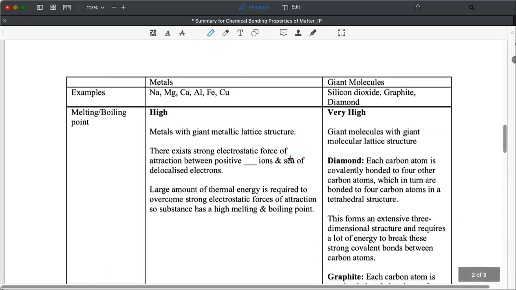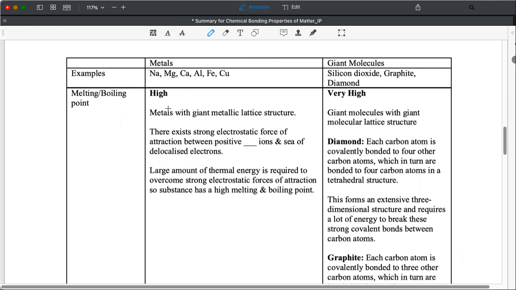Now, the other two substances that you must study are metals and giant molecules. For giant molecules, you need to know the three examples in detail: silicon dioxide, graphite, and diamond. For metals, they are of high melting and boiling point. Again, we are looking at structure, bonding, particles, and energy.